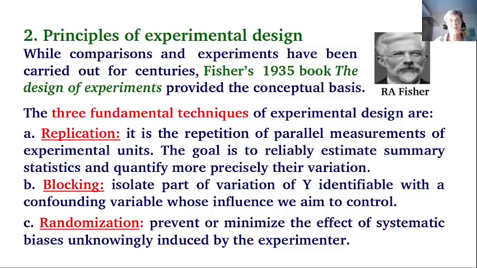The third point is randomization. Here the idea is to prevent or to minimize the effect of systematic biases induced by the experimenter on the selection of the sampling units. The idea is to randomly assign the experimental units, individuals, plots, or whatever it may be, to the different levels of the experimental factors in a random way so that we equalize the effect of the background variables affecting the response variable that we are going to measure.